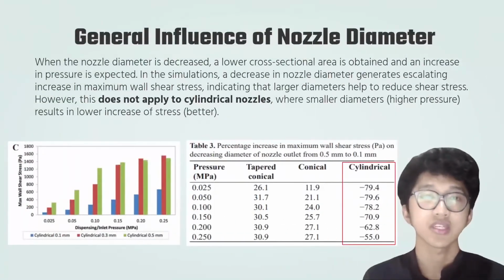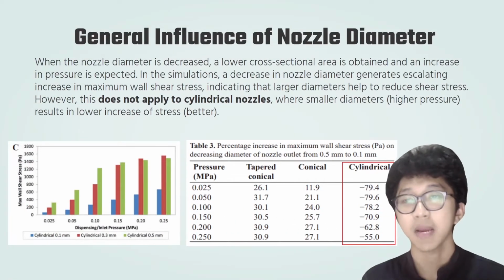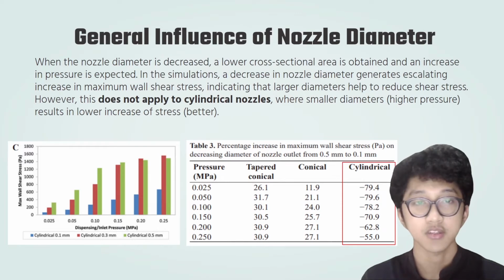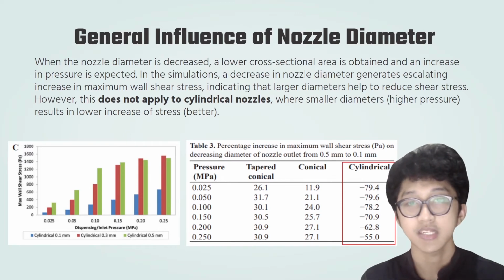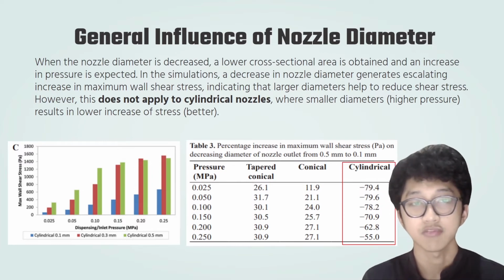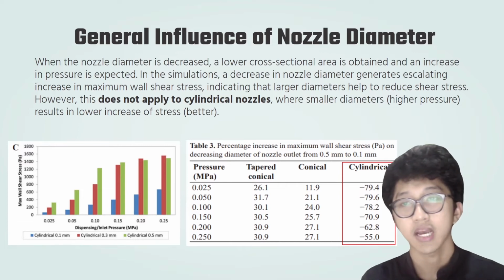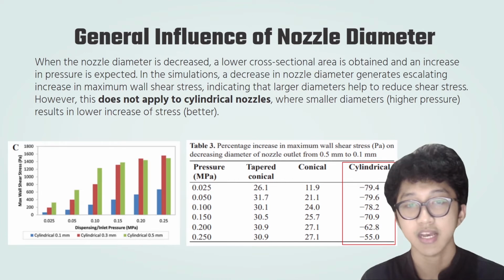Next, we also consider the influence of the nozzle diameter. When we change the diameter of the nozzle, especially when we decrease it, we result in a lower cross-sectional area and we expect an increase in pressure of the fluid being released. In the simulations, a decrease in nozzle diameter generates an escalating increase in maximum wall shear stress, as we expect.